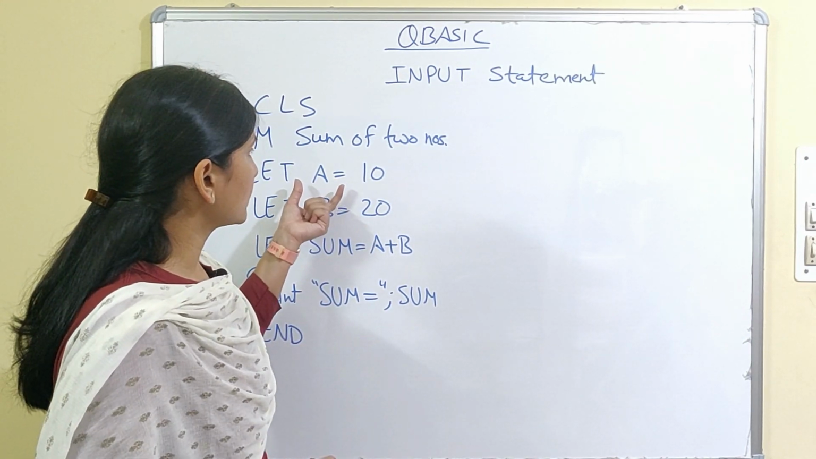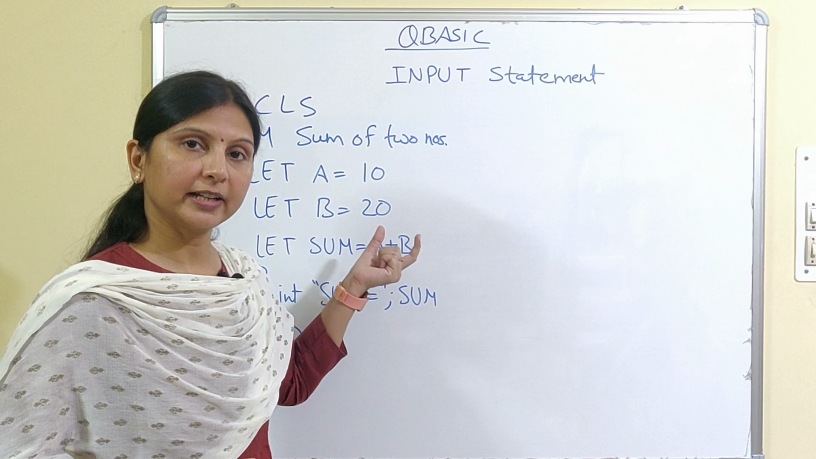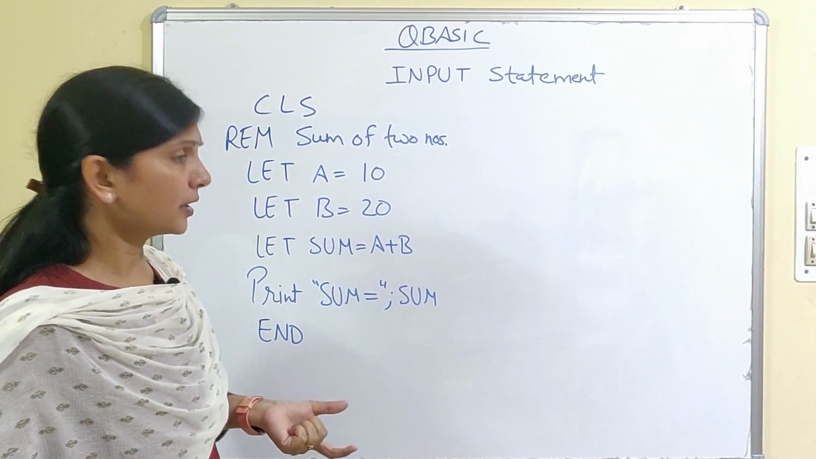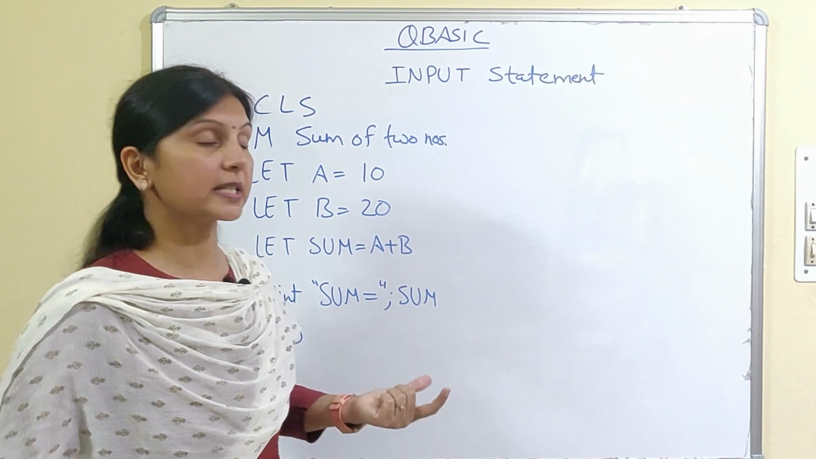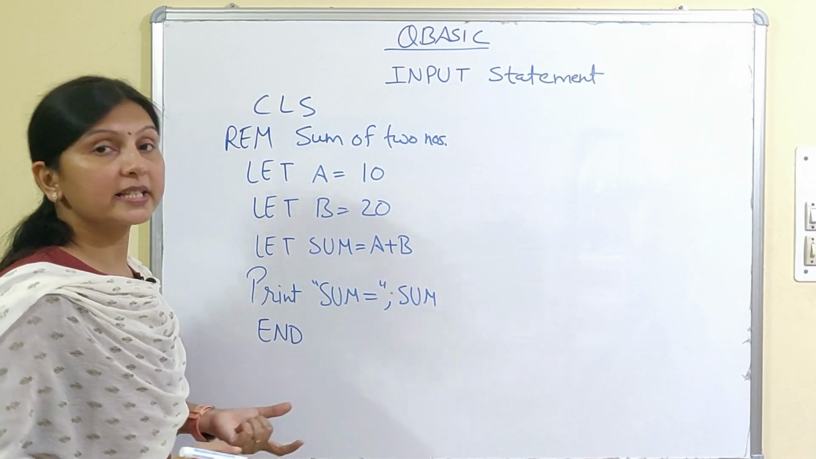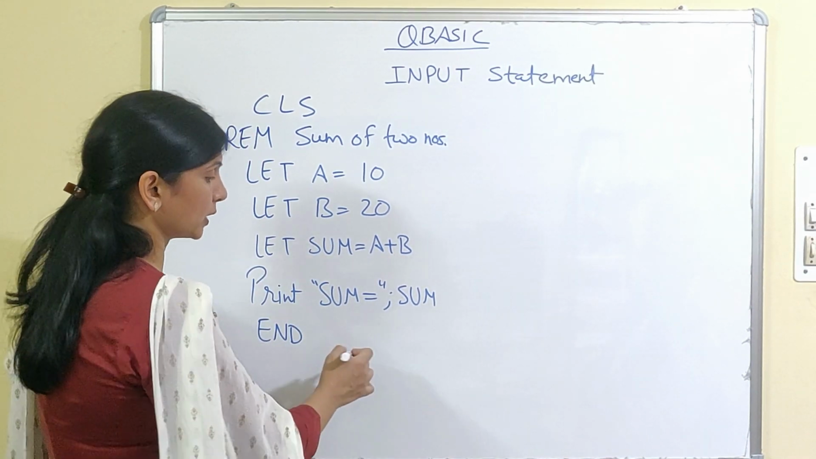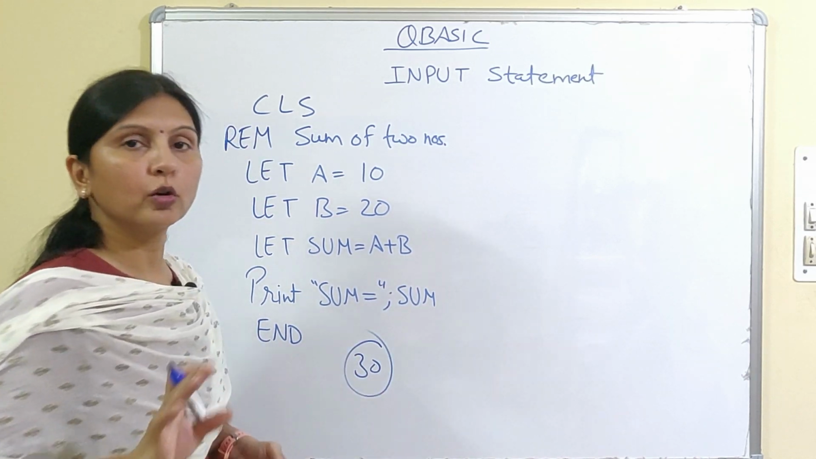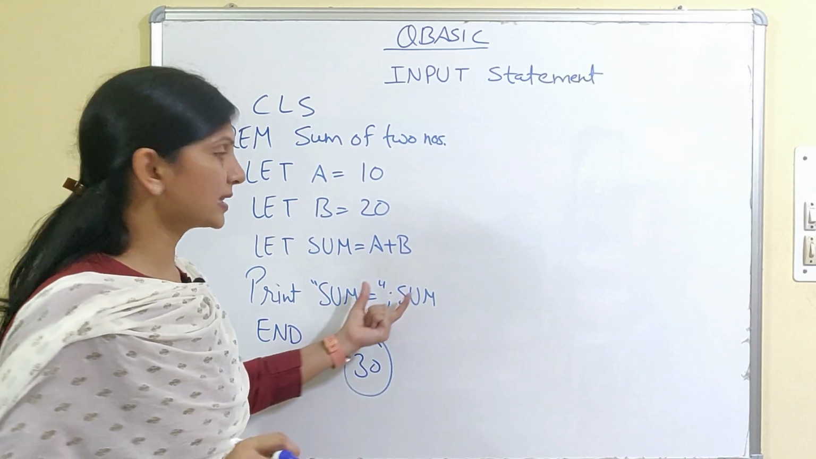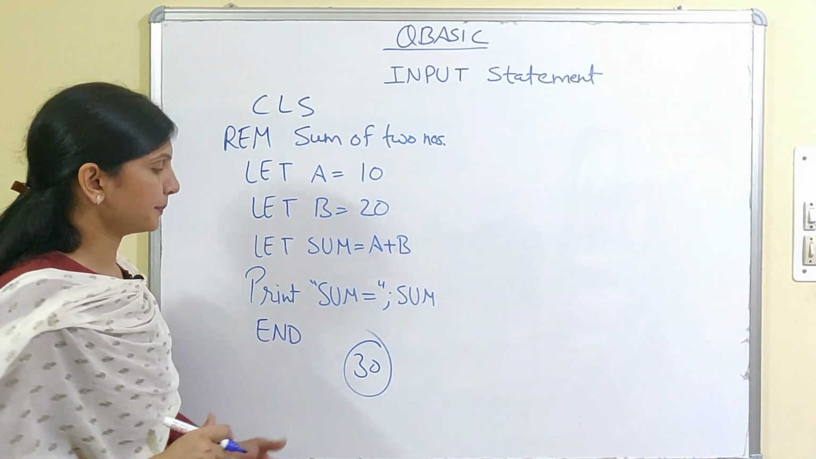Fine. So by using the LET statement we have assigned values to variables. Now whenever you run this program by pressing F5, what value will you always get? 30. So the output will always be 30. Sum equals to 30.